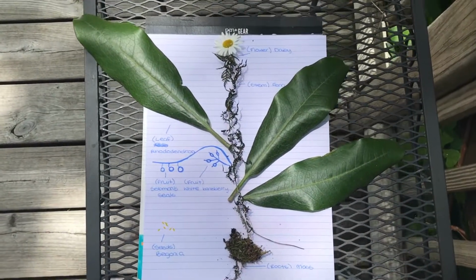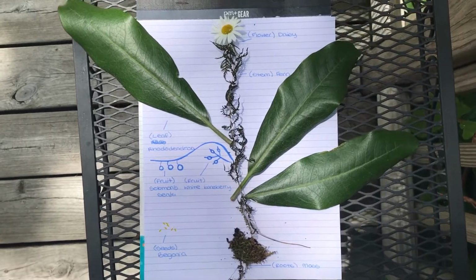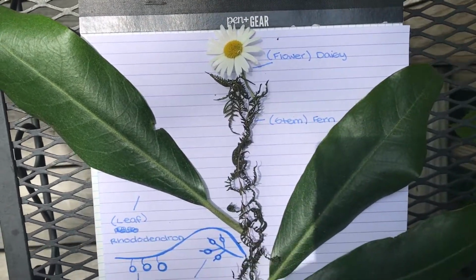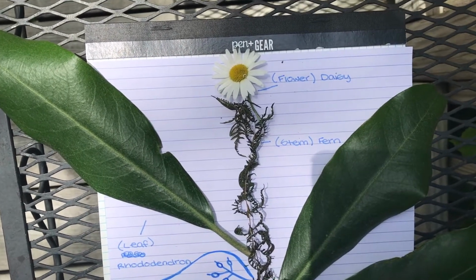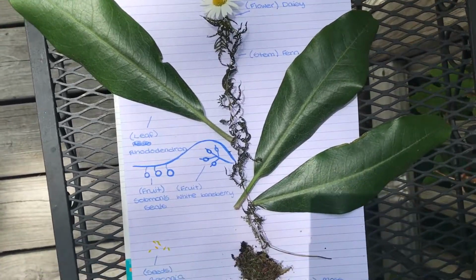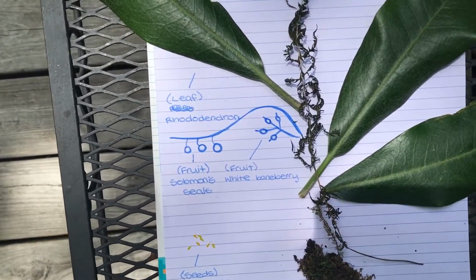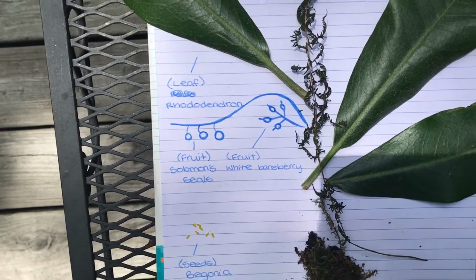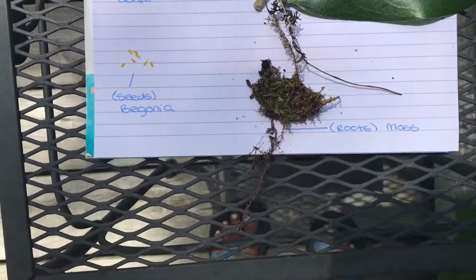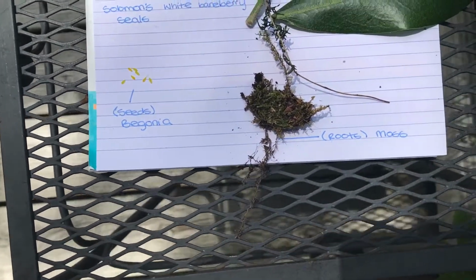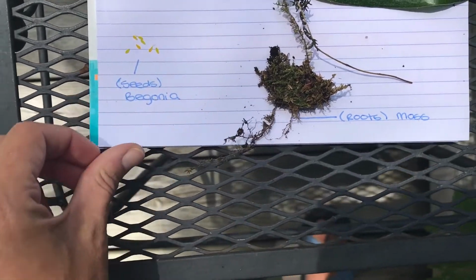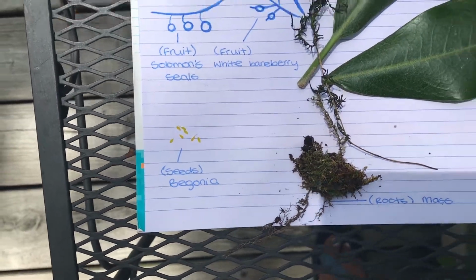And there you have it, my very own plant species. We have the flower of a daisy, the stem of an old dead fern, leaves of the rhododendron. I have two different fruits. One's the white baneberry and then one's the Solomon seals. The roots are from a moss plant. They kind of come here off the bottom. And then the seeds of a begonia.